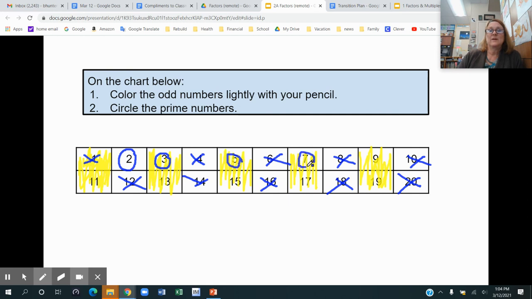5 is prime. 7, prime. 9, not prime, because 3 times 3, right? So some odd numbers are not prime. 11, prime. 13, prime. 15, not prime, because 3 times 5. 17, prime. And 19, prime. Let's see how many primes we have between 1 and 20. 1, 2, 3, 4, 5, 6, 7, 8. Okay, less than half. There are fewer prime numbers than composite numbers between any two numbers.